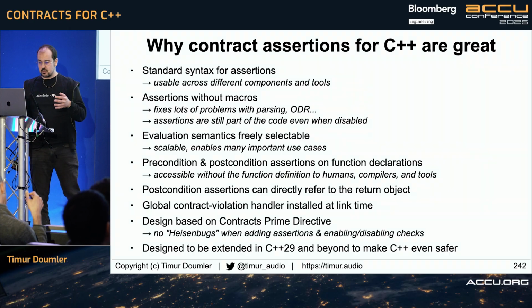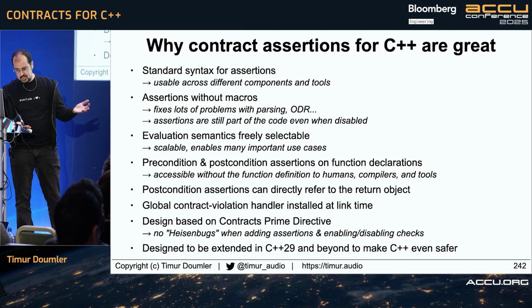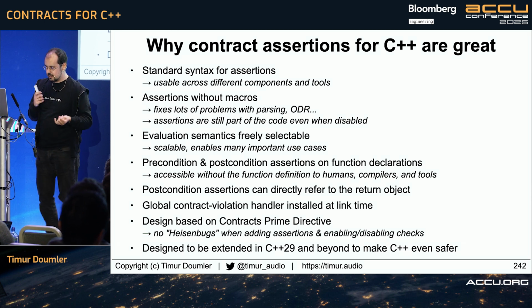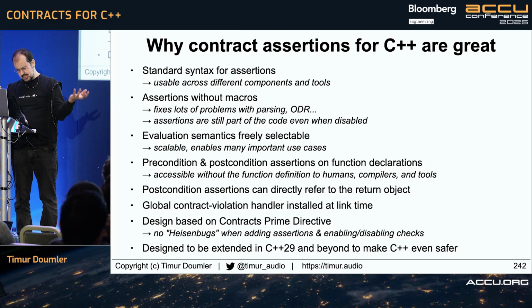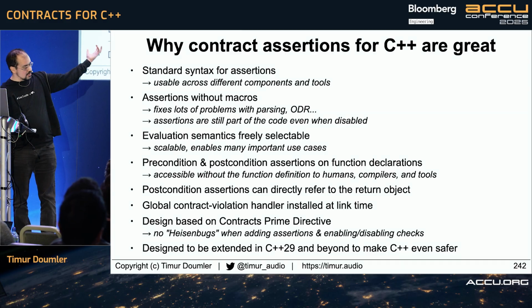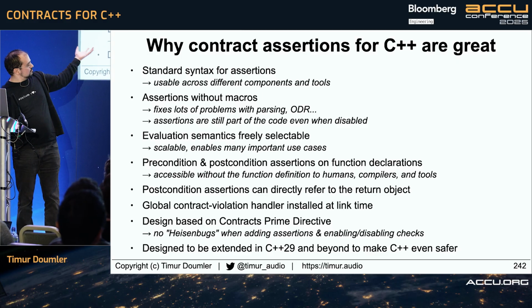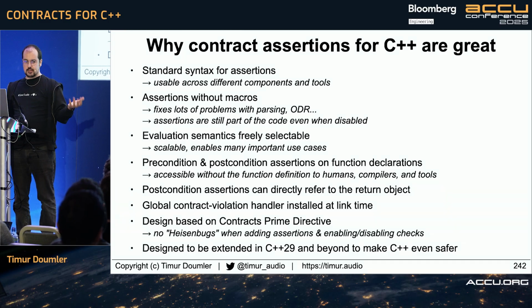We have pre- and post-condition assertions on declarations, so you don't have to look into the function implementation to see them. That is extremely powerful for readers, IDEs, compilers, static analysis tools. You can refer directly to the return object, again, something you can't do today without this feature. You get a global contract violation handler. Again, you can't do that today. You can't get Heisenbugs with this design because we have this prime directive thing. And it's designed to be extendable. As you saw in C++29, you're going to make it even better. So that's all I have.